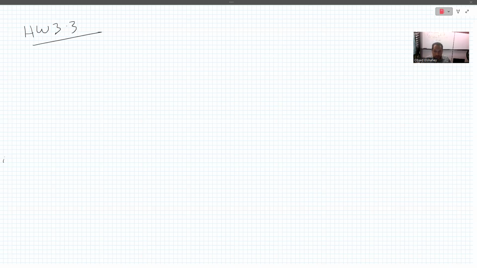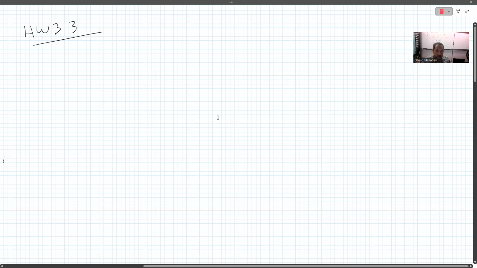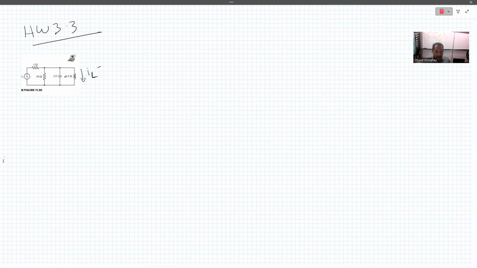Hi, so this is a continuation to the in-class discussion regarding homework question 3.3. In this example, we're trying to solve for the parameters of this circuit. We're trying to solve for the current passing through this inductor, so we'll call it IL. We know that IL, since this is a parallel RLC circuit, will have a certain format.